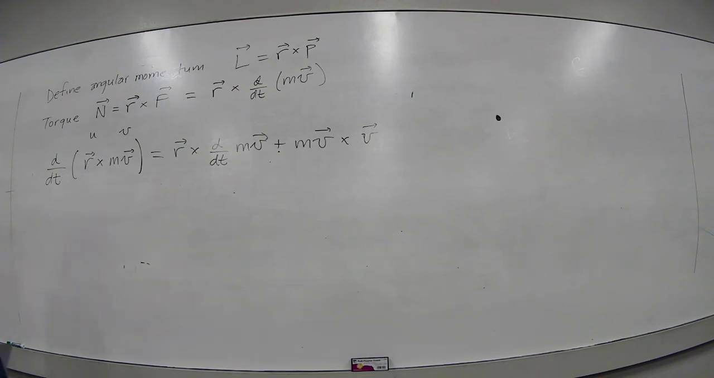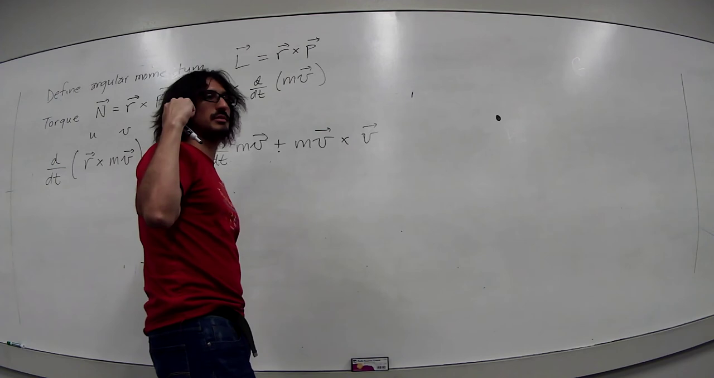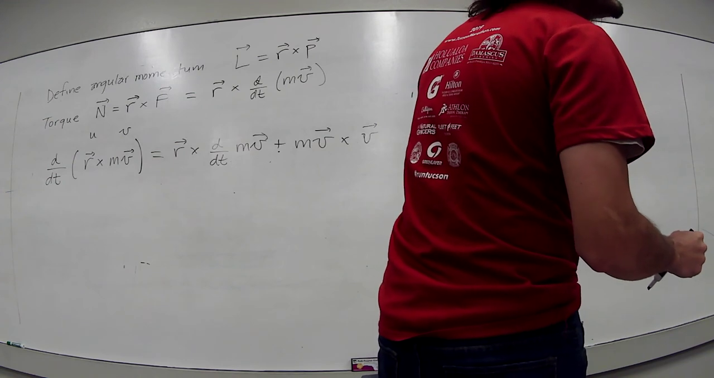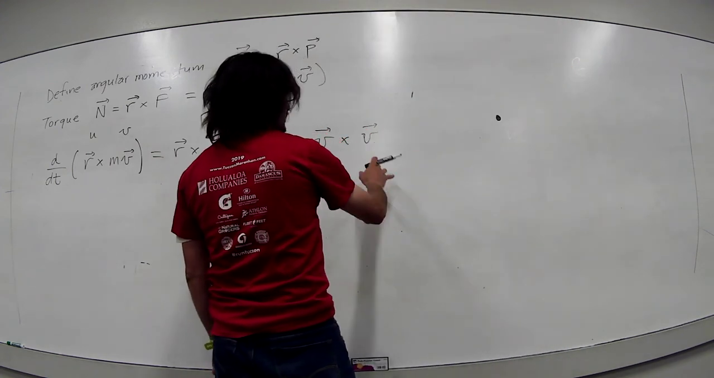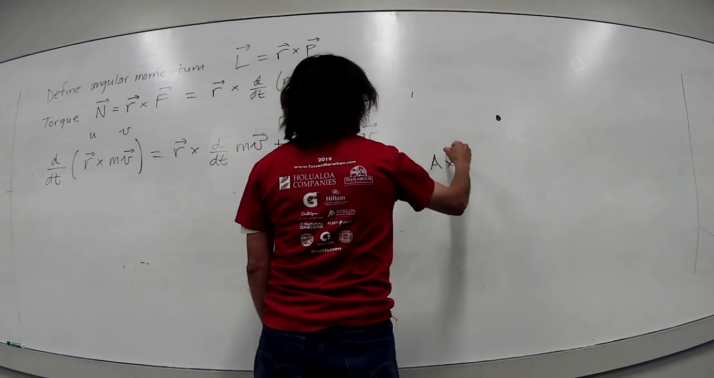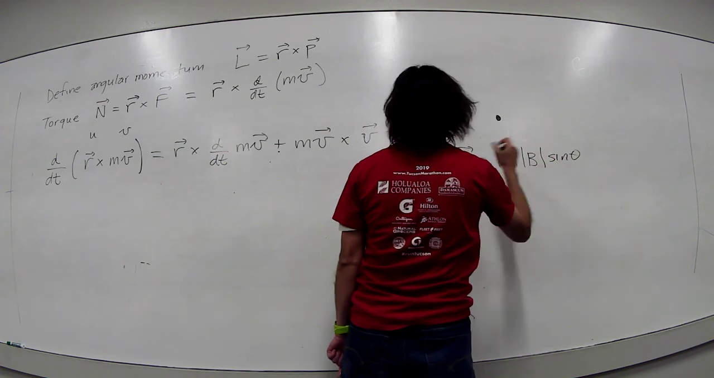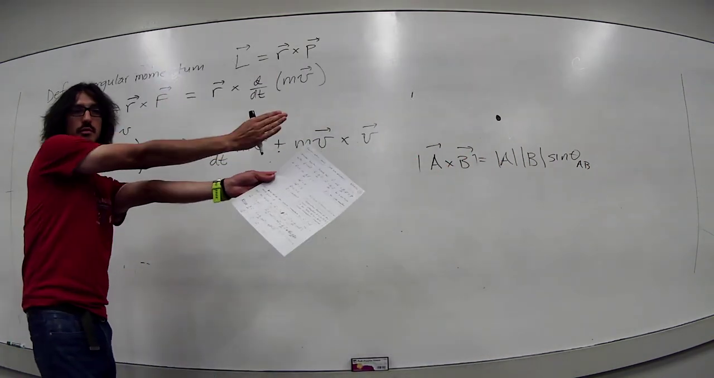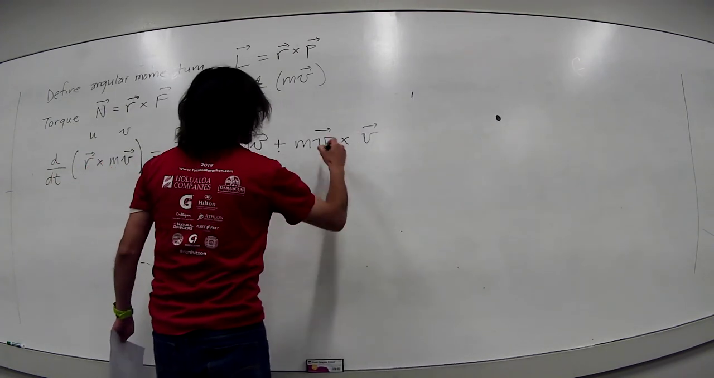Why? Who said zero? Somebody said zero. What's that? I think the cross product of the two vectors probably causes it. Yeah, we can take the geometric definition of the cross product. A cross B equals A B sine theta, of the angle between A and B. And so you have the angle of velocity with itself, it's zero. Sine of zero is zero. So we can forget about this one.